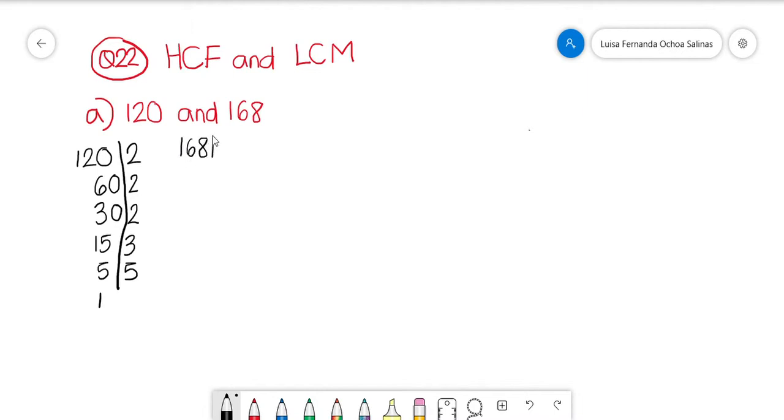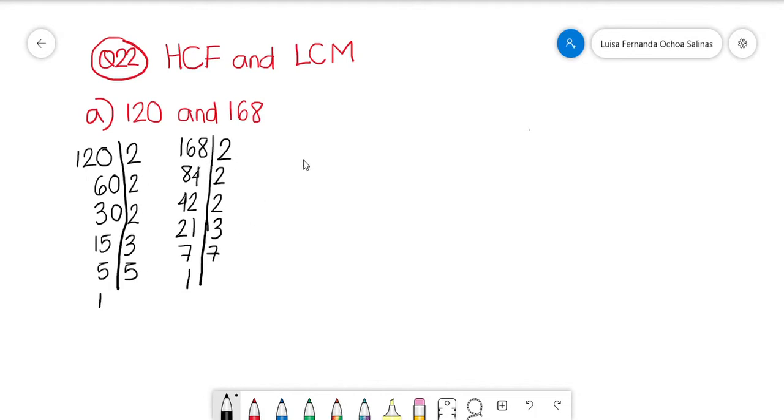Now let's do 168. 168 divided by 2 is going to be 84. Divided by 2 is going to be 42. Divided by 2 is going to be 21. Divided by 3 is going to be 7. Divided by 7 is going to get to 1. Fantastic. Now let's list all the prime factors in order.